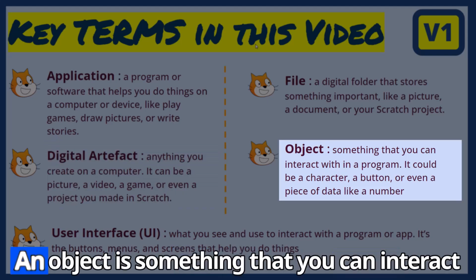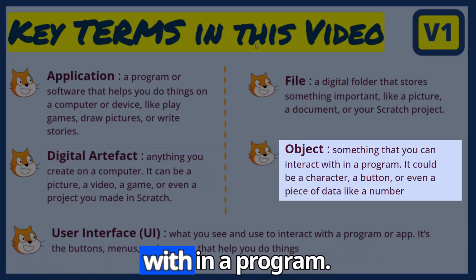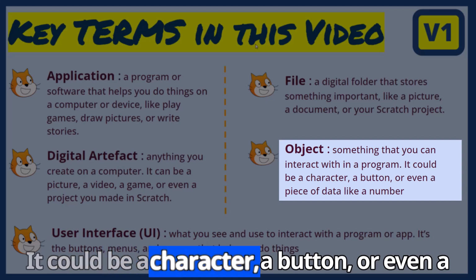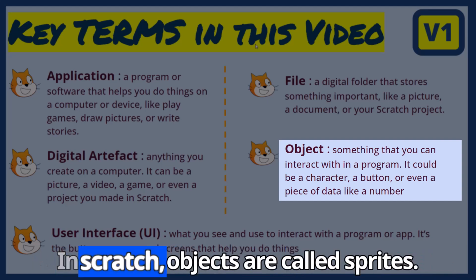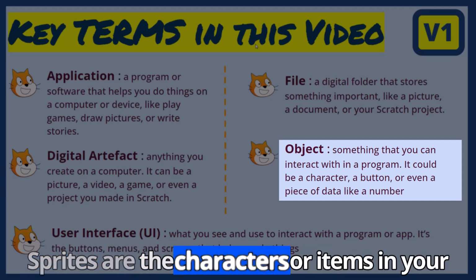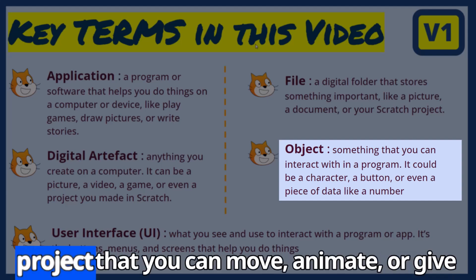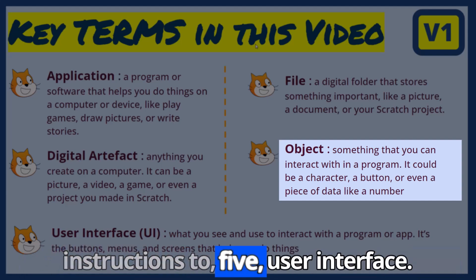4. Object. An object is something that you can interact with in a program. It could be a character, a button, or even a piece of data like a number. In Scratch, objects are called sprites. Sprites are the characters or items in your project that you can move, animate, or give instructions to.